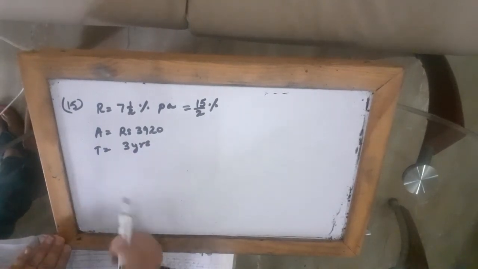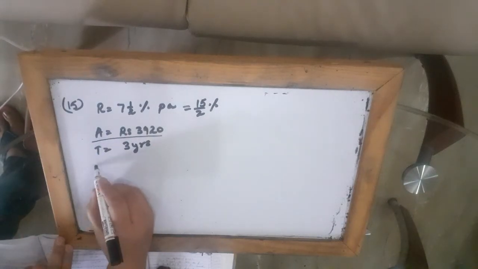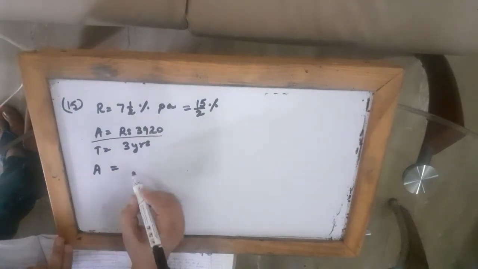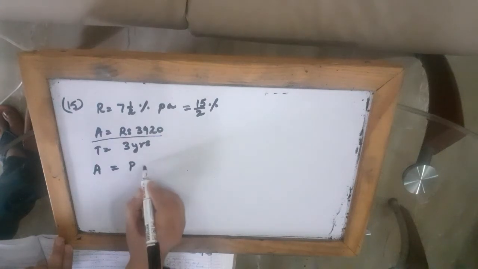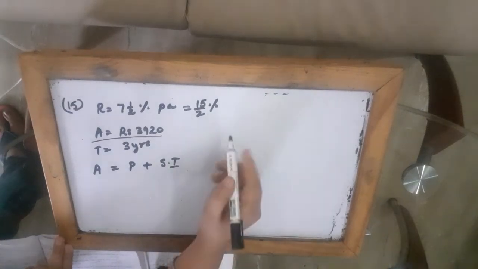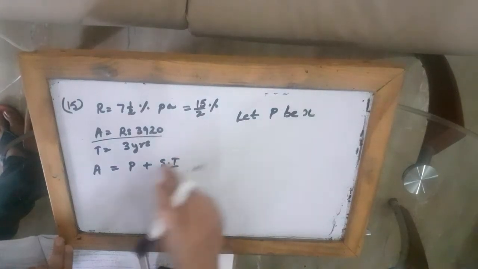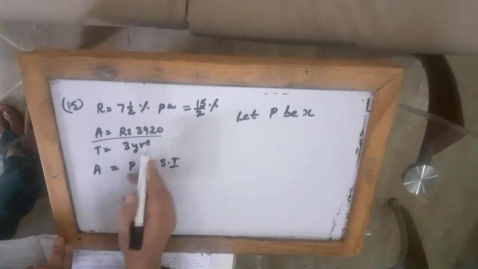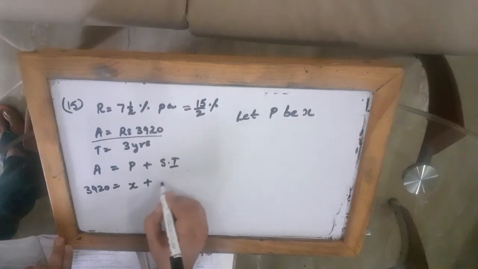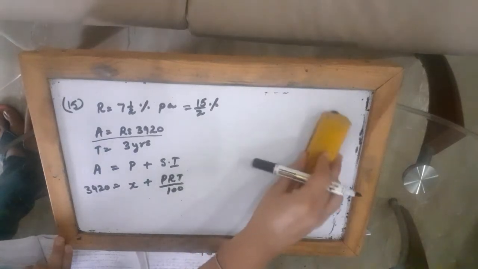Now what to do? I am given this amount, so I will try to find principal by using the formula of amount, which says principal plus simple interest. Okay, now principal also I don't know, simple interest also I don't know. I will say let P be x, so I will take principal as x. So amount is given 3920, principal is x, and simple interest is PRT upon 100.